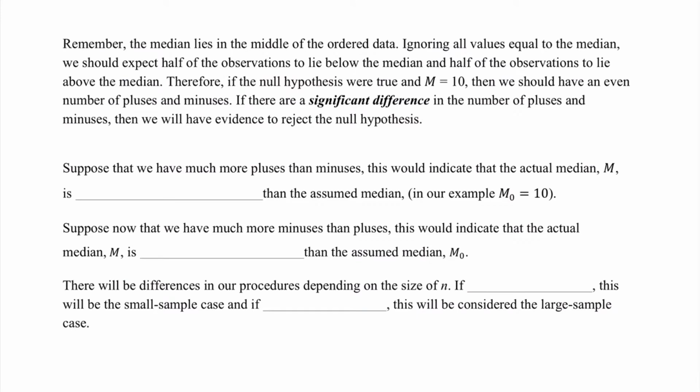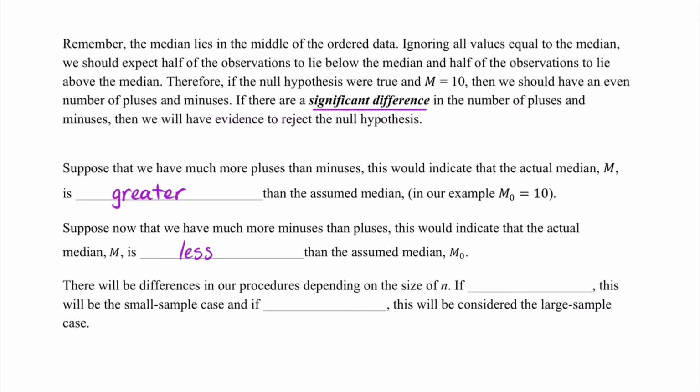Remember, the median lies in the middle of the ordered data, so ignoring all values equal to the median, we should expect half of the observations to lie below the median, and half to lie above the median. Therefore, if the null hypothesis were true and m is 10, then we should have an even number of pluses and minuses. If there is a significant difference in the number of pluses and minuses, then we will have evidence to reject the null hypothesis. Suppose that we have many more pluses than minuses. This would indicate that the actual median m is greater than the assumed median, which in our example was 10. However, what if we have many more minuses than pluses? This would indicate that the actual median m is less than the assumed median, which again was 10.